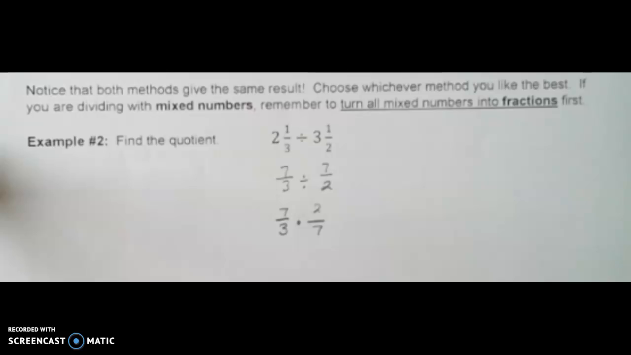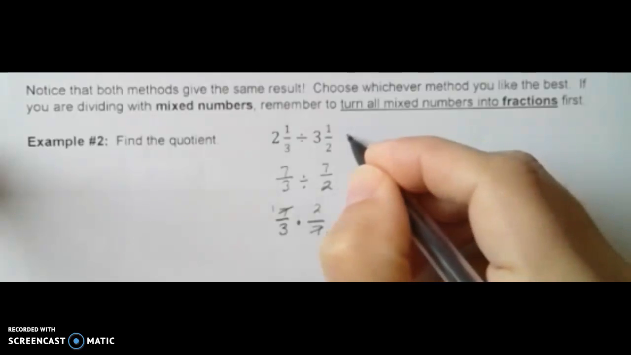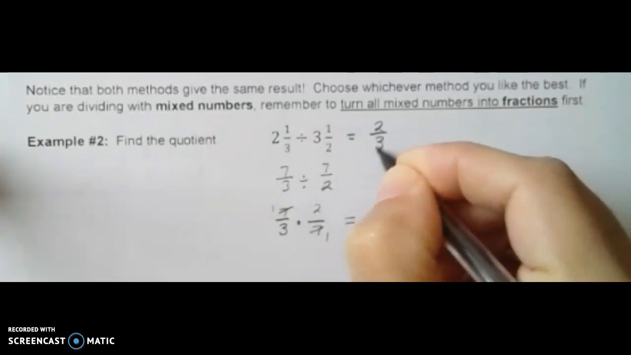And now I'm looking for a common factor before I multiply, to see if I can simplify early. The 7 and the 7 have a common factor of 7. 7 goes into 7 once, so those both become 1s. No other simplifying can happen, so now I'm just going to multiply across. 1 times 2 is 2, 3 times 1 is 3. It's in simplest form, so the answer here is 2/3.